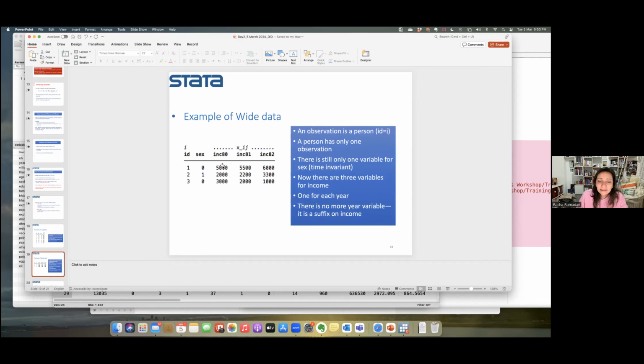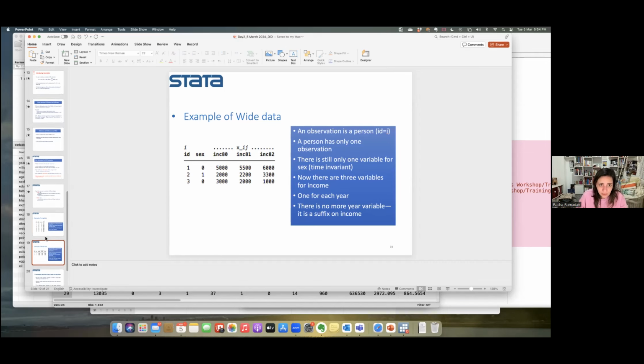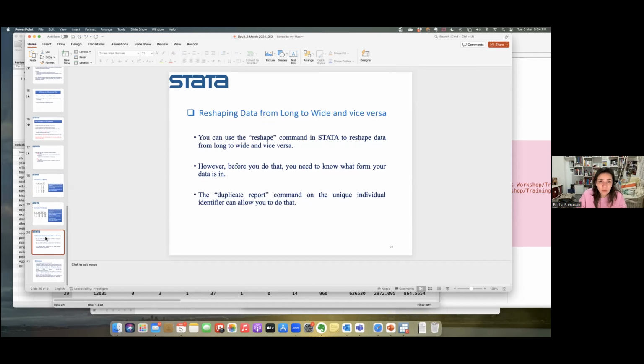For the wide data, as you can see, the variables that are fixed over time have only one value. So we have only one sex variable; we will not have sex for 80, 81, 82. While income is supposed to change over time, so we can have it over the different periods that we are studying in our analysis. You can move from one shape to another using the command reshape, as we will see.